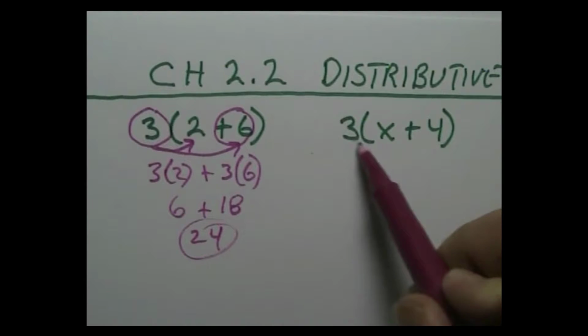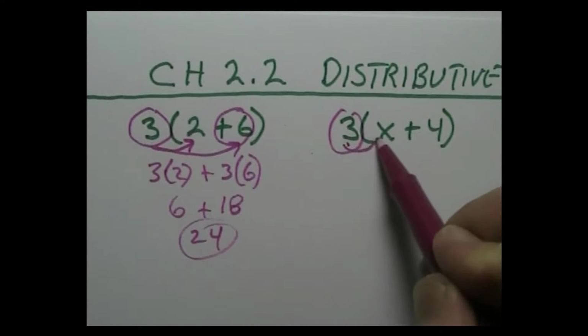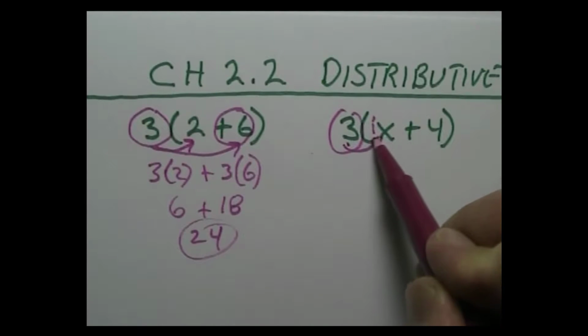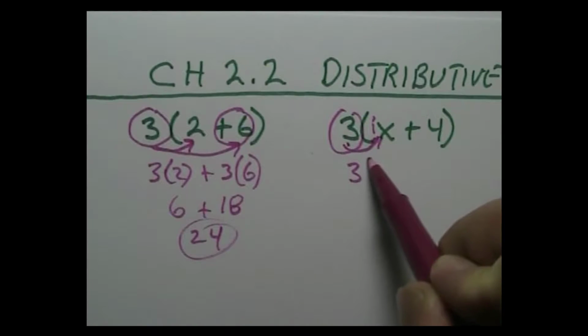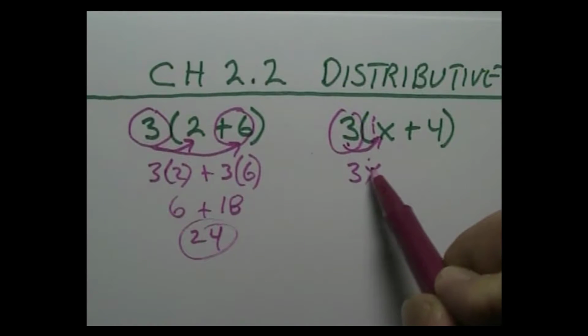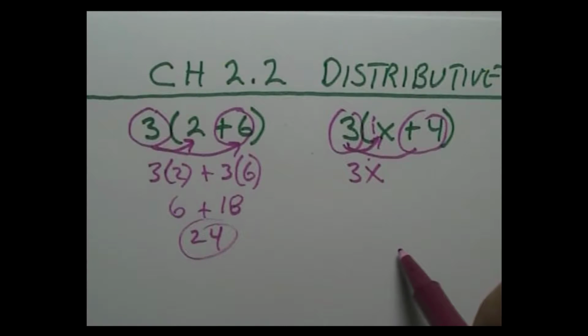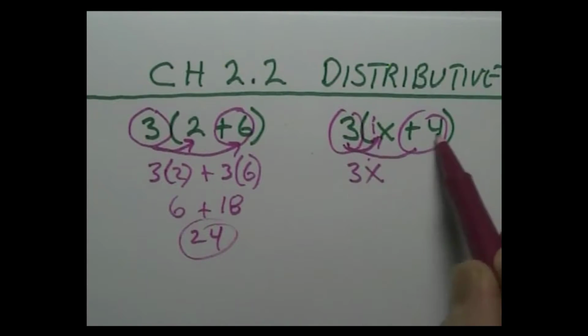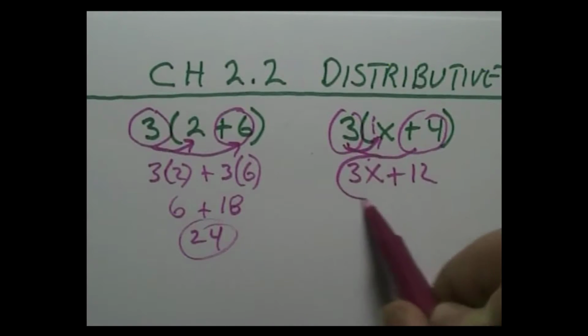Okay, let's use variables now. I have 3 times, oh wait, there's no number there. That number is 1, the invisible 1. 3 times 1, that's 3x. 3 times 1 is 3 with an x. And over here, 3 times positive 4. 3 times 4 is 12. And they're both positive. And there's your answer.